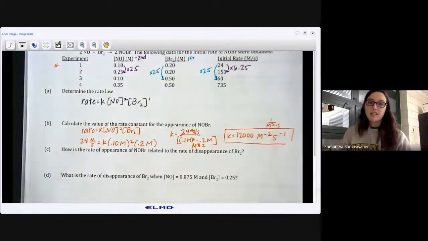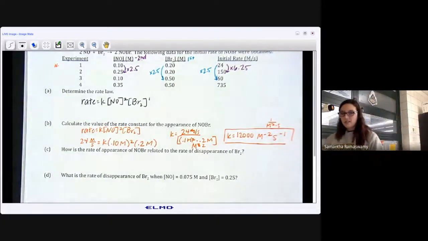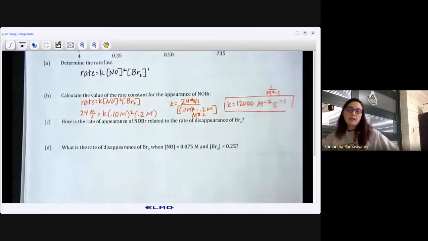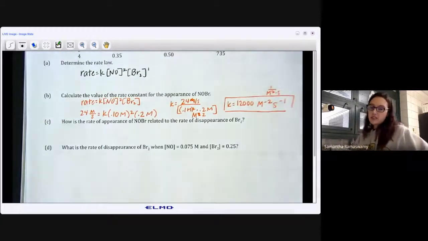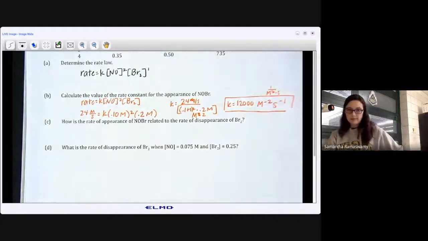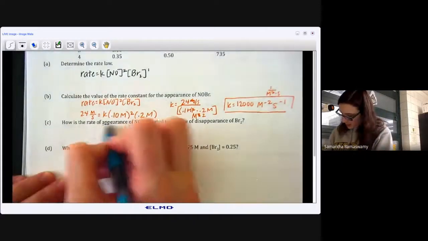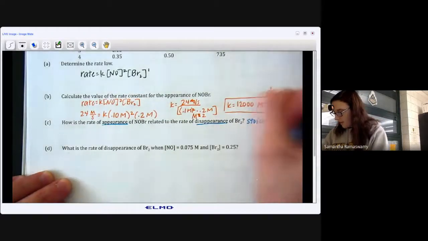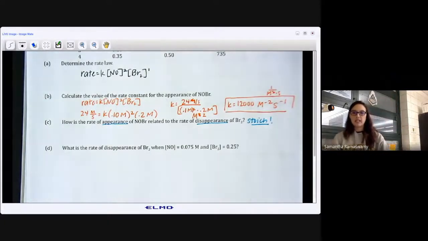Okay, so then part C. Now we're tying in parts C and D back to what we talked about yesterday. Part C: how is the rate of appearance of NOBr related to the rate of disappearance of Br2? As soon as you see the words appearance and disappearance, I need you to remember that is when you look at the stoich. When you see appearance and disappearance, that is when you relate it to stoich.